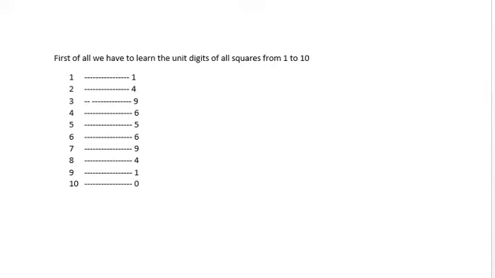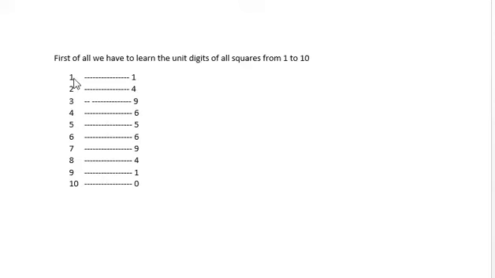First of all, in order to find the square root of a particular number, we will have to remember the unit digits of all squares from 1 to 10. Just the unit digit of all the squares from 1 to 10. It's a very simple task, and it's not hard to remember at all.